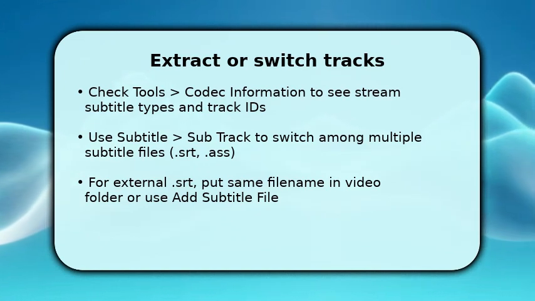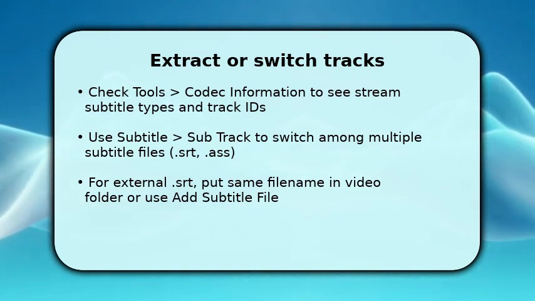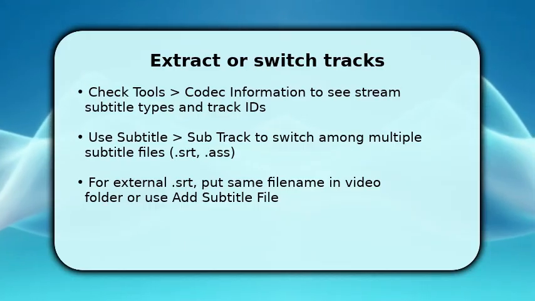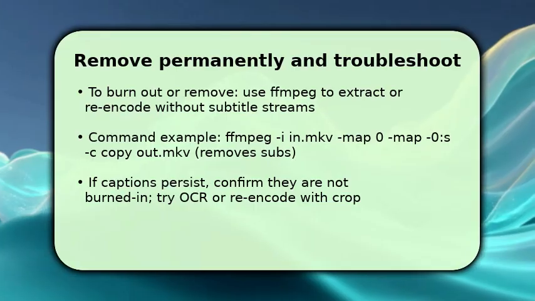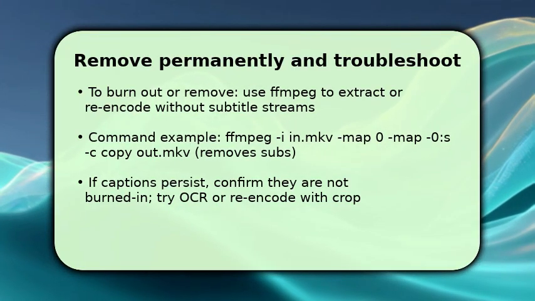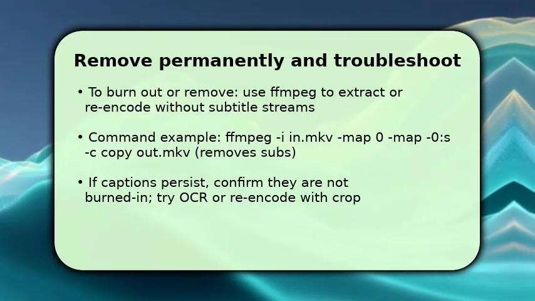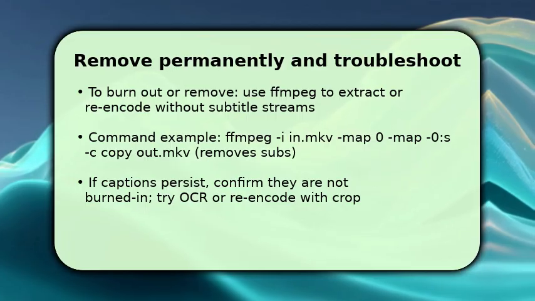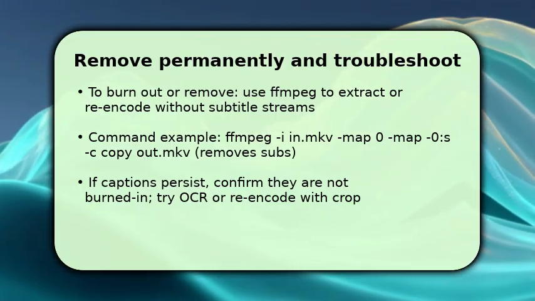You finish by removing subtitles permanently when hiding is insufficient. Use FFmpeg to copy all streams except subtitle streams. For example, run FFmpeg with map -0, S to exclude subtitles, which creates a new file without them. Make sure to test the output in VLC to verify removal.